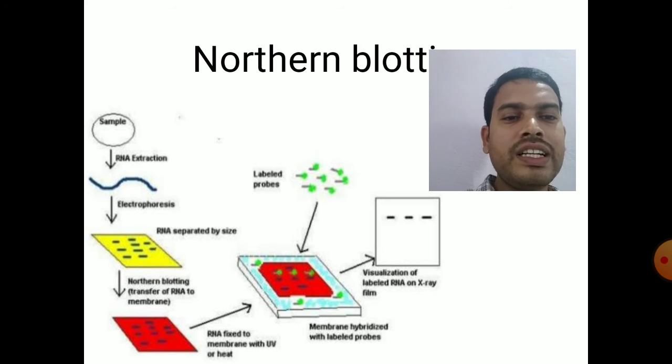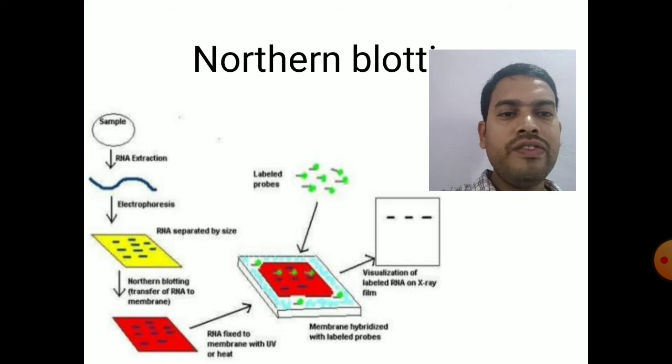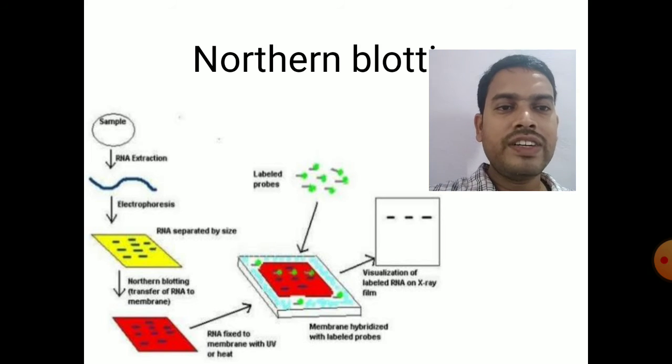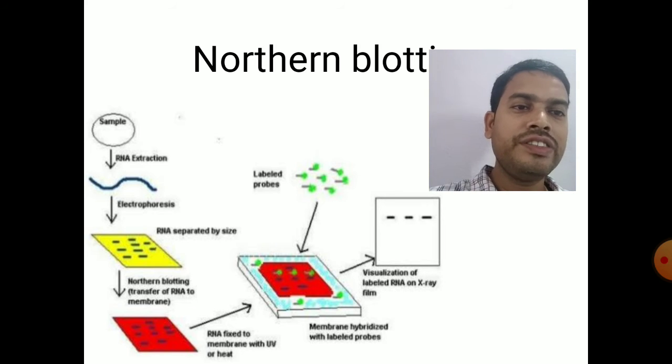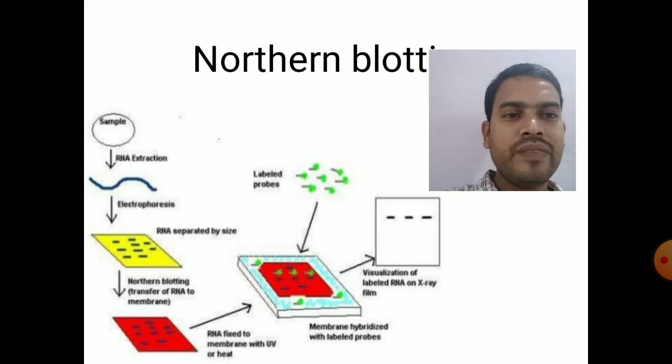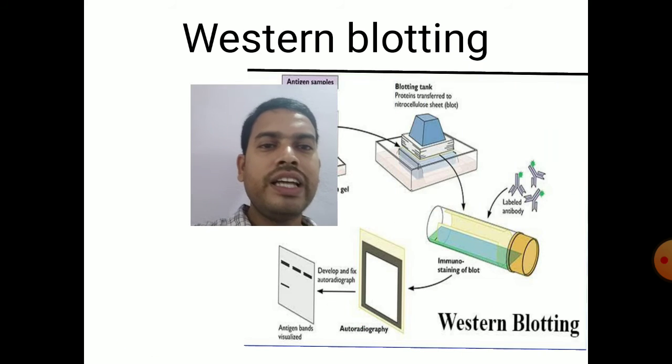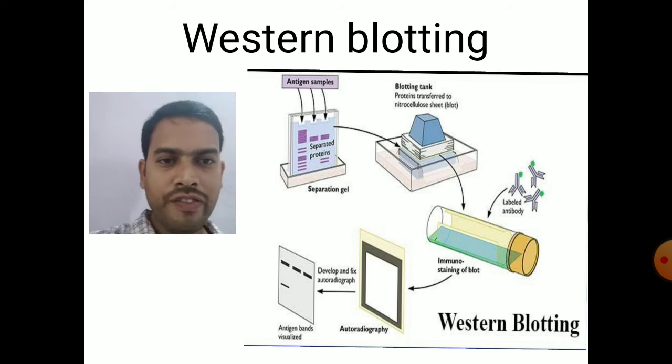And the band of interest can be identified by viewing a color if it is an enzyme labeled probe, or if it is a radio labeled probe, you can view the band on the autoradiograph. So by this technique, we can identify the mRNA of interest and you can collect it and use it for further studies. So this is northern blotting. So the next one is western blotting.